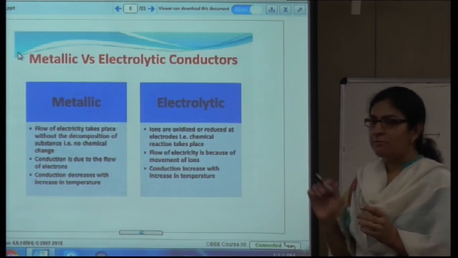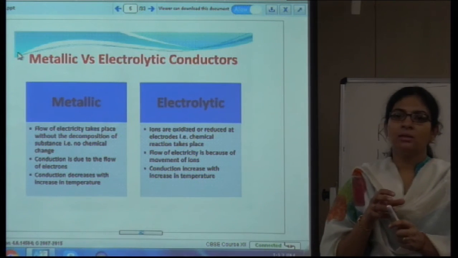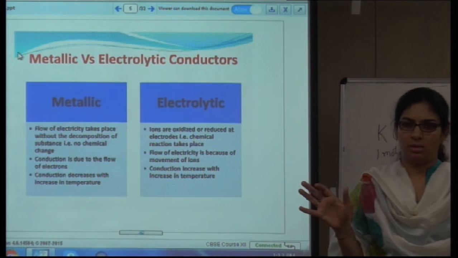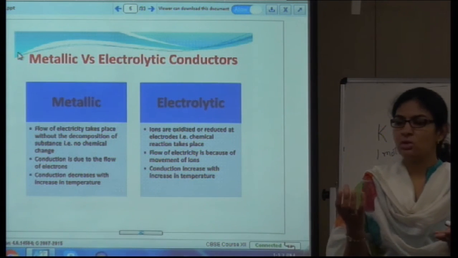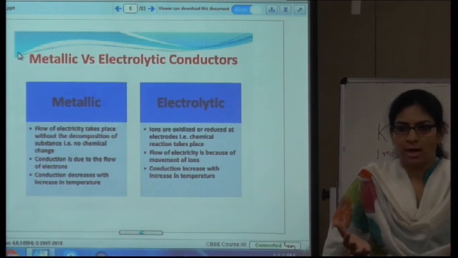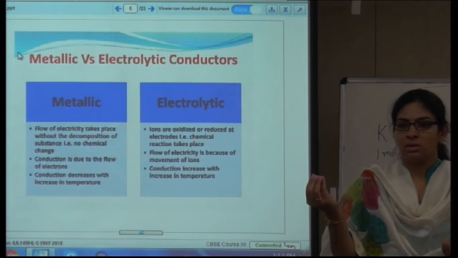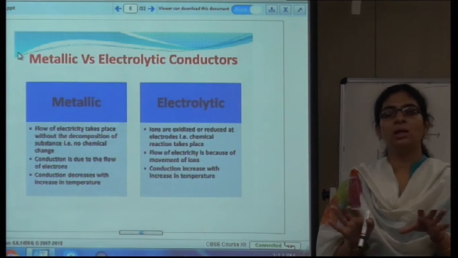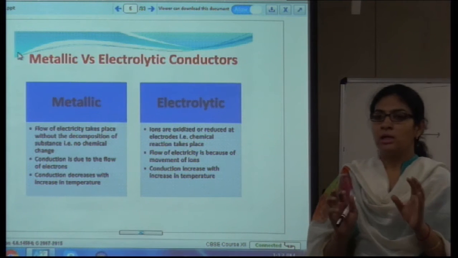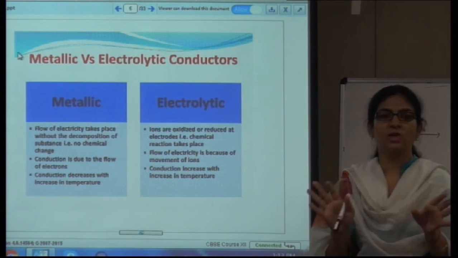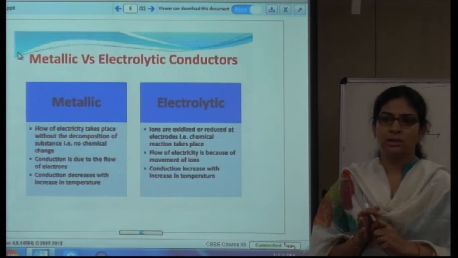So what is the difference? In metallic conductors, there is no decomposition of the matter. If you take a copper wire and pass electricity, it will not decompose, right? The matter will remain intact. In other words, we can also say that there is no chemical change. Chemical reaction is not there in metallic conductors.